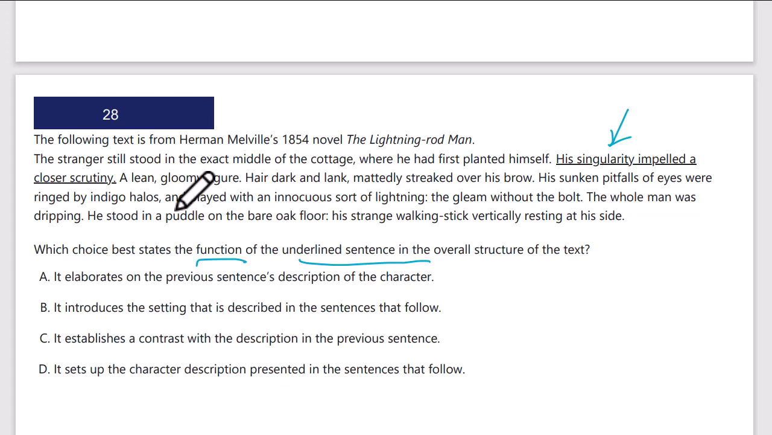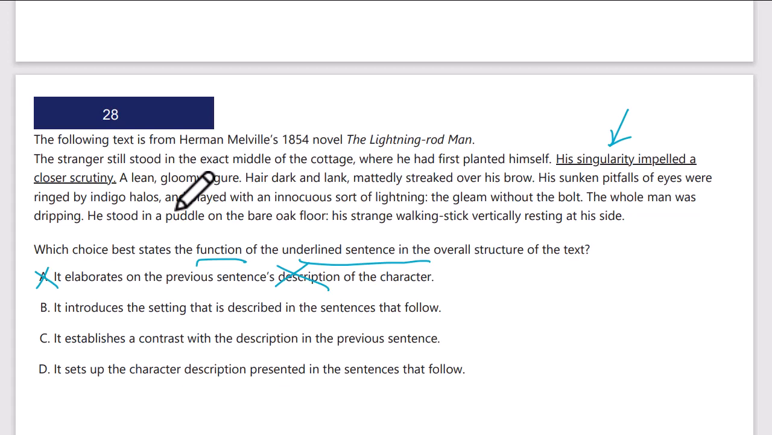So it elaborates on the previous sentence's description of the character. No, the previous sentence does not describe the character. It just says he stands in the middle of the cottage. I keep wanting to say college, not cottage. Have no idea why, but okay.